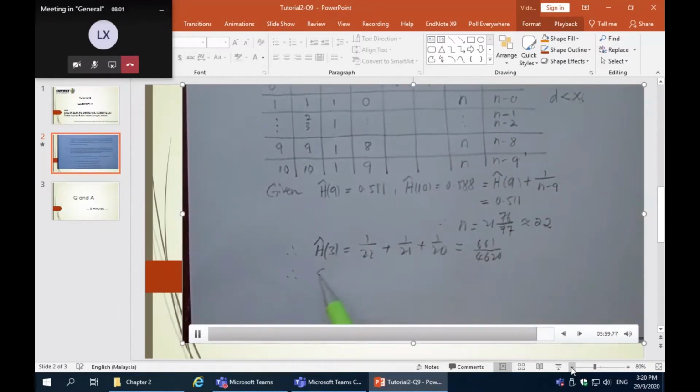Therefore, the survival at 3 equals the exponential to the power of negative 661 divided by 4620, that is equal to 0.8667.